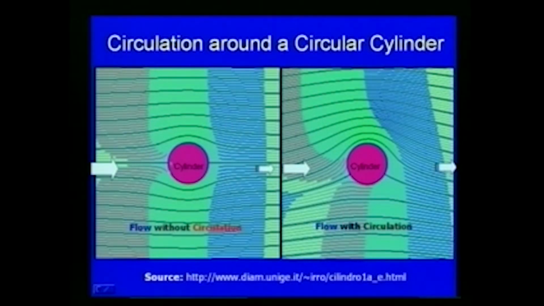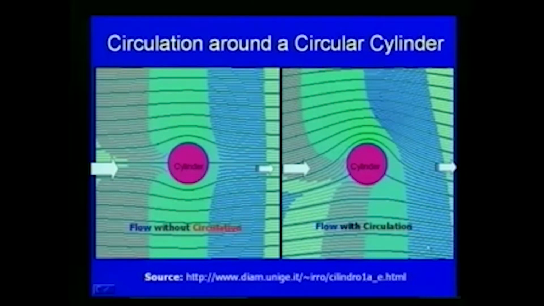and if you plot the streamlines, flow without circulation will be like this, that means the cylinder is not rotating. But if the cylinder is also rotating, that means flow with the circulation, you can see the changes in the pattern of the streamlines. This figure is taken from this website. So, this is the circulation around a circular cylinder without circulation, and flow with the circulation.